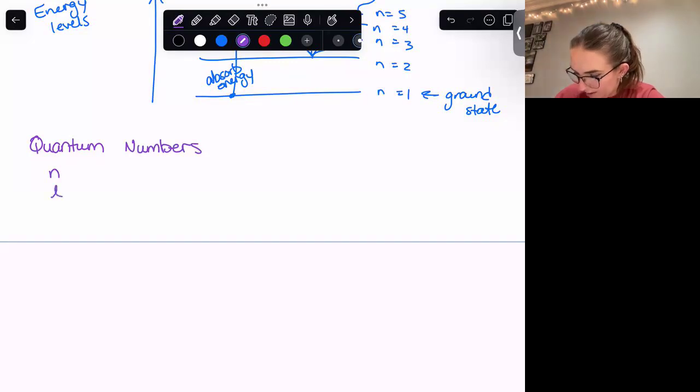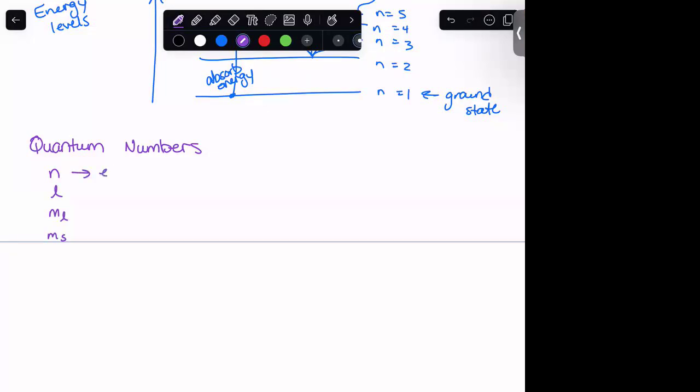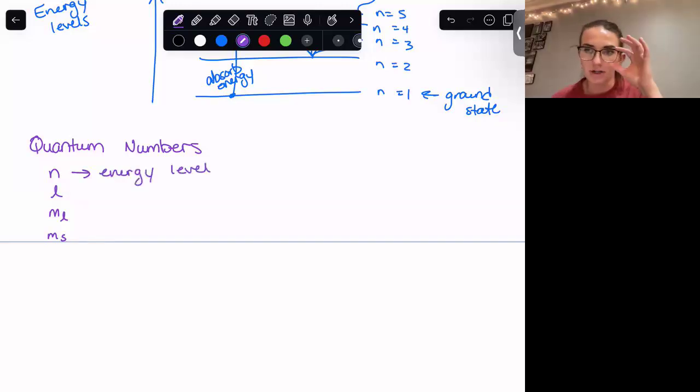So we have n, l, m sub l, and m sub s. What does n tell us? Energy level. Good, this is your energy level. This comes from the period on the periodic table. So if you're just reading across, right, oxygen is in the second period. That means it's in the second energy level.